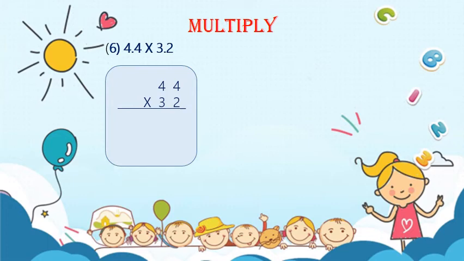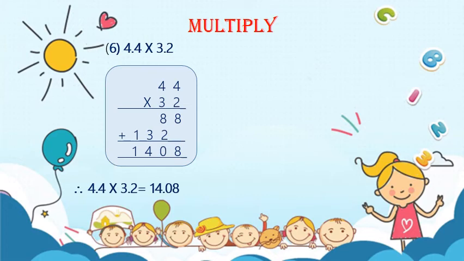So 44 multiplied by 2 gives 88 and 44 multiplied by 3 gives 132. So now we will add these two products. We get 1408, right? And now we will add the number of decimal places in the two decimal fractions. So 1 plus 1, because 4.4 has one decimal place and 3.2 has one decimal place. So 1 plus 1 is equal to 2.